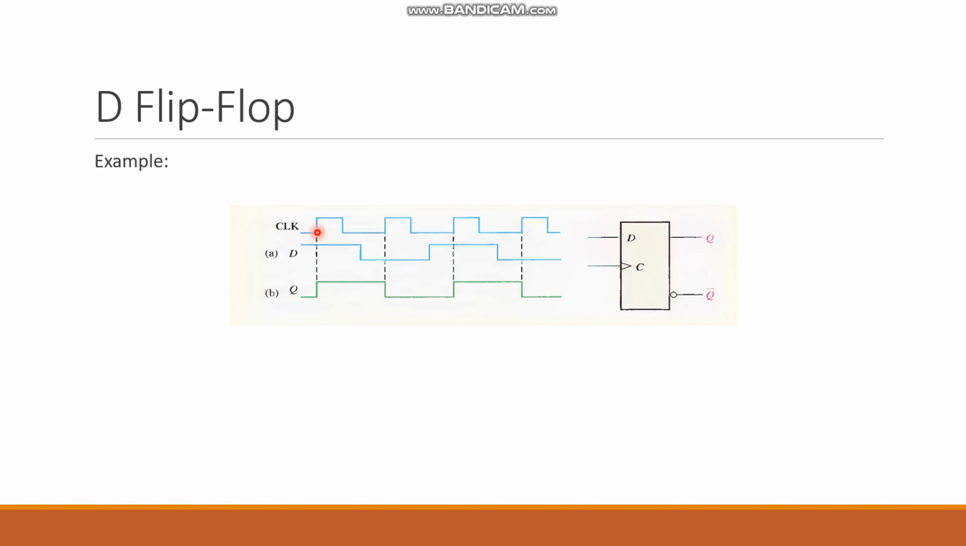So this is the positive edge. That means the output gets changed based on the inputs. We have only one input. When the clock pulse is applied and the input is 1, the output is going to be 1. The clock pulse is applied here, the input is 0, the output is going to be 0. The clock pulse is applied, the input is 1, the output is going to be 1. And the clock pulse is applied, the input is 0, the output is going to be 0.